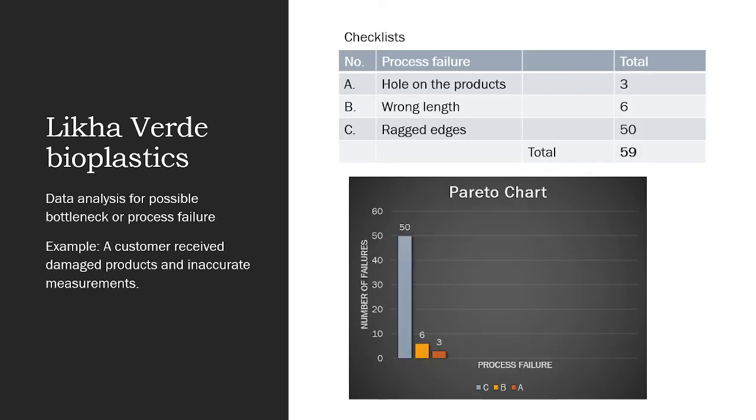And next, the product quality or quality control, process control. The data analysis for bottlenecking or process failure is used for the product quality and the processing control. For example, if a customer received damaged products and inaccurate measurements, first, our team will make a checklist containing what the damages or flaws of our product are. So we will label it A, B, C, and we will get the total.